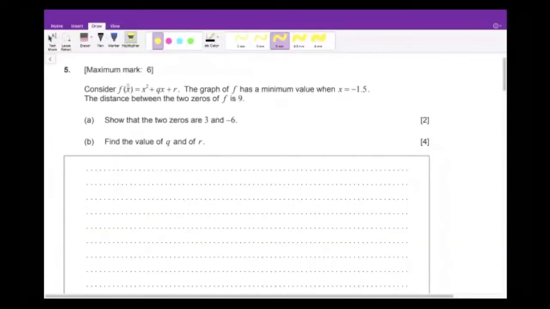So for this question, we've got a function, and it looks to me like a quadratic function. Okay, so that's our first thing. So we're already thinking straight away everything we know about quadratics. So first of all, they're symmetrical. That's a key thing about quadratic functions.